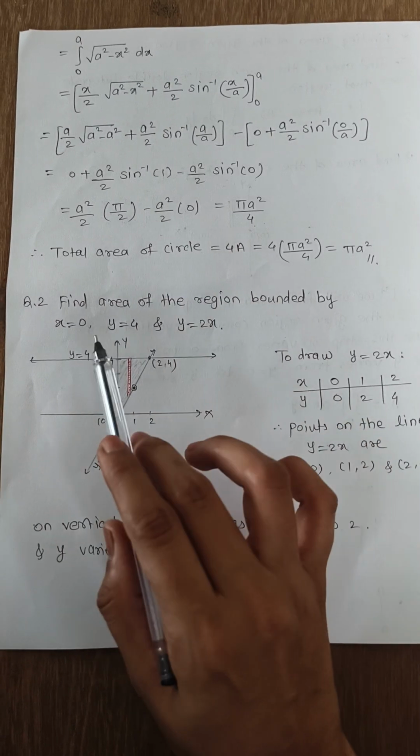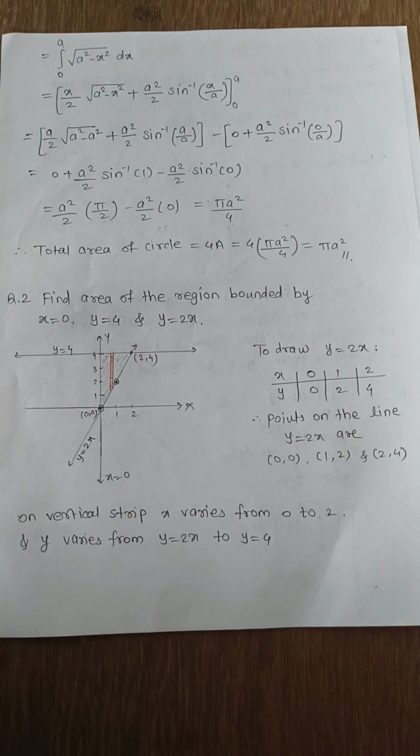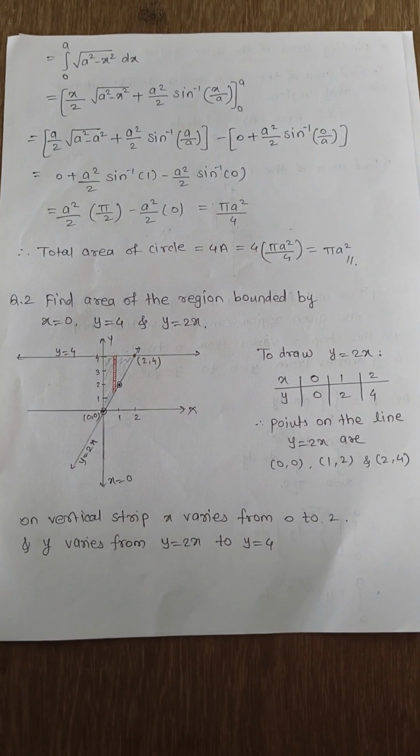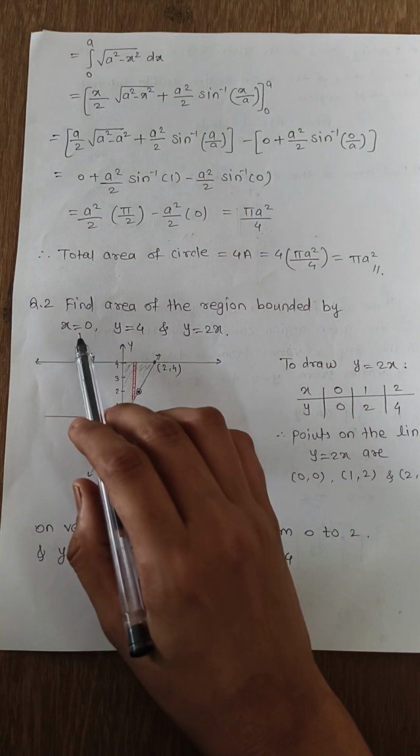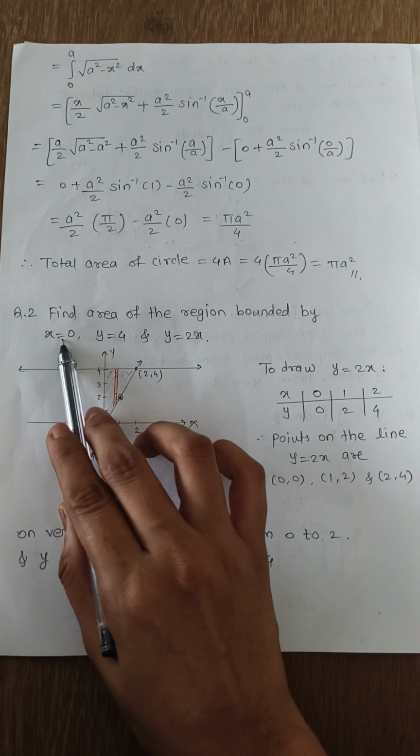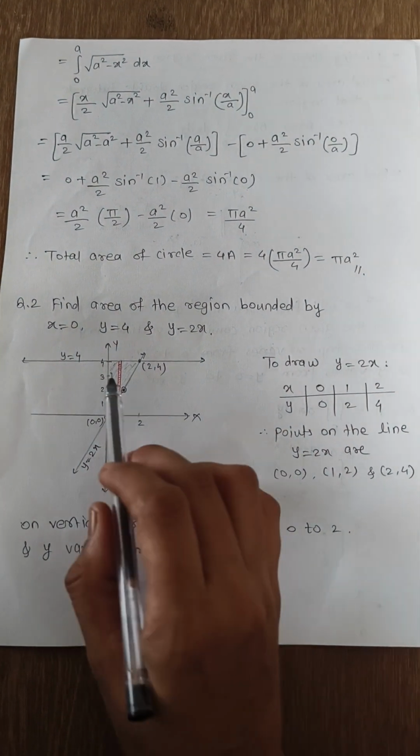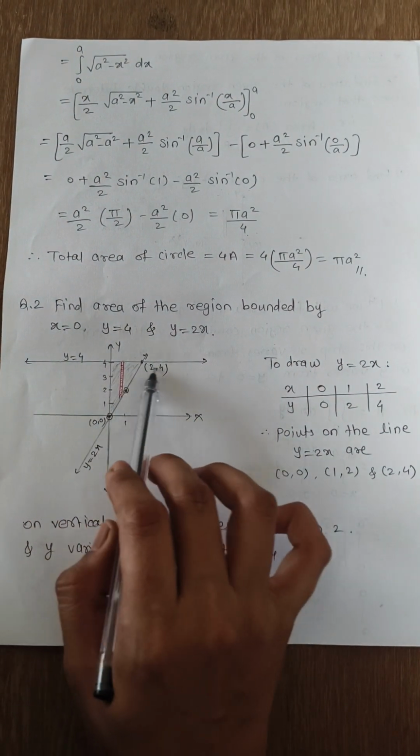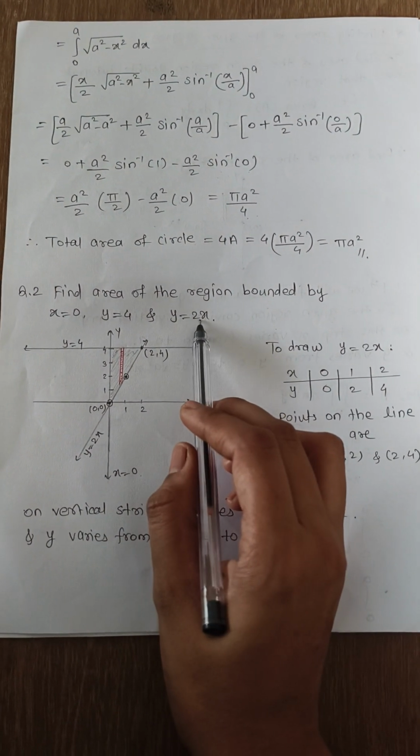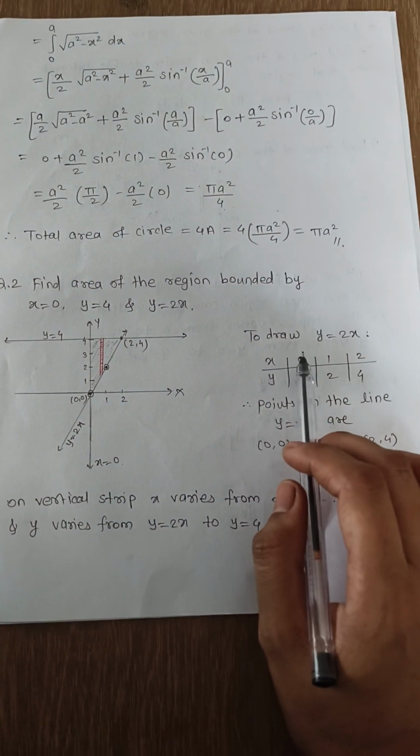Find the area of the region bounded by x equal to 0, y equal to 4 and y equal to 2x. As in the previous example, we already knew the diagram for the circle, but here we have to draw these 3 lines, as these are equations of lines. So first, x equal to 0 is the equation of the y-axis. It is represented here. y equal to 4 will be a line parallel to the x-axis, and y equal to 2x is also a straight line, but to draw it, we will take some points on this line.